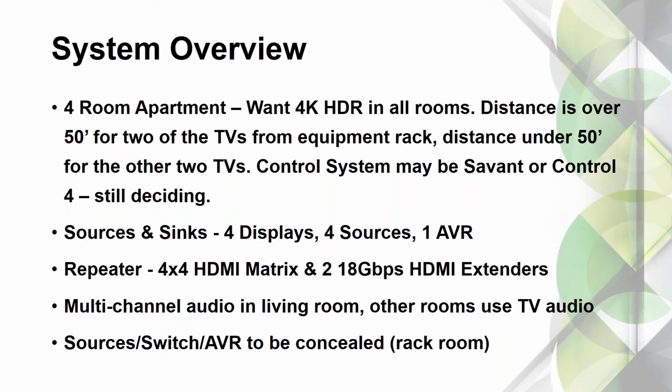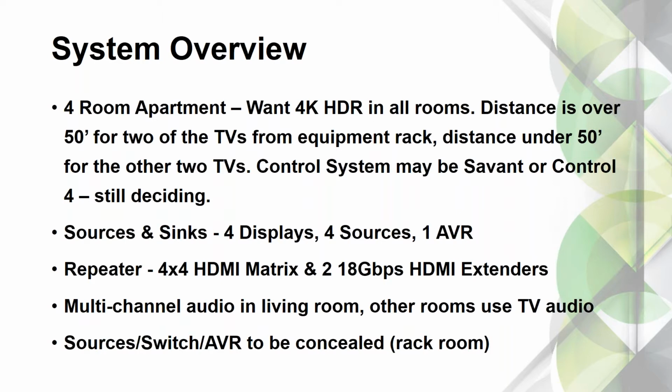All right, so the system we're going to put together today is a 4-room apartment. The customer wants 4K HDR in all rooms. The distance is over 50 feet for 2 of the TVs to the rack. The distance is under 50 on the other 2. They have not decided on a control system yet. They've been discussing Control4 and Savant with you, but they're still deciding. So we're going to go through the whole process of manually setting up and configuring the switch to distribute 4K HDR with wide color gamut, and then we'll layer in the control system at the end.